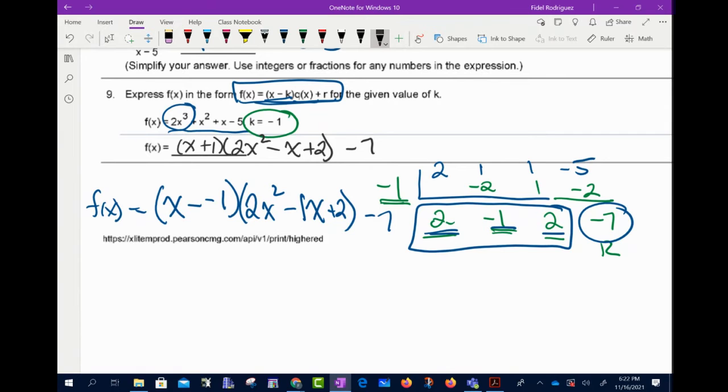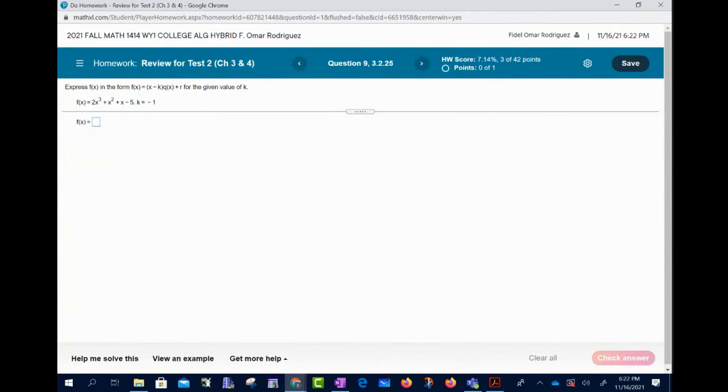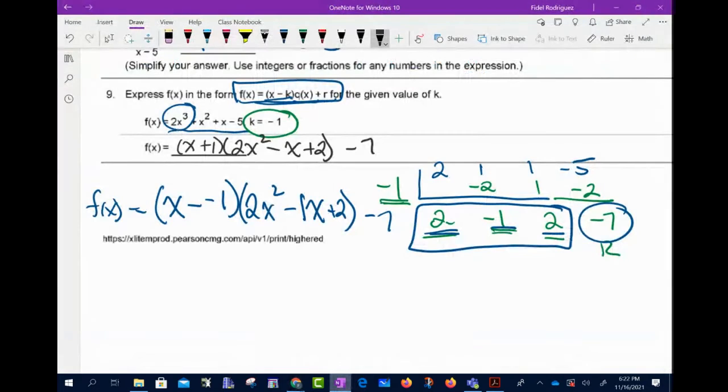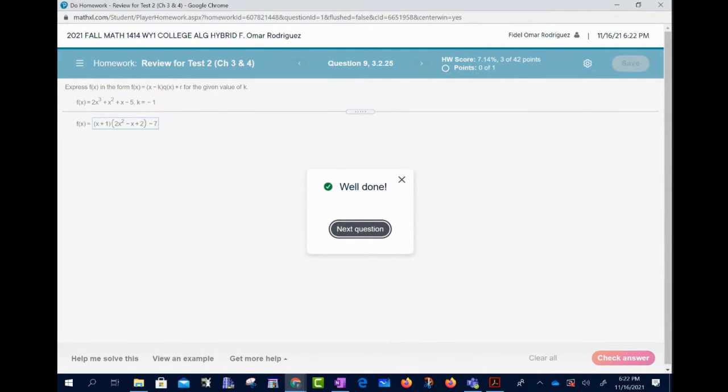So again, this is number 9. I'm going to come back to my problem in my lab and go to number 9. Remember what we had? We had parentheses x plus 1, and then parentheses 2x squared minus x, plus 2, and then we had a -7 at the very end. Okay, I'm going to go ahead and check, and we got it.